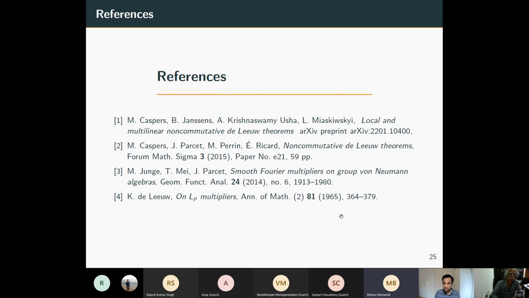Here are some references. So all of this is based on our work on the arXiv from January of this year. Caspers, Janssens, me, and Miaskiewski.